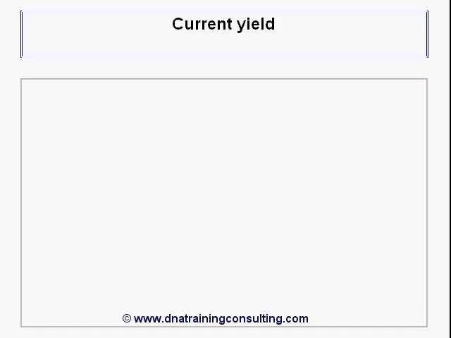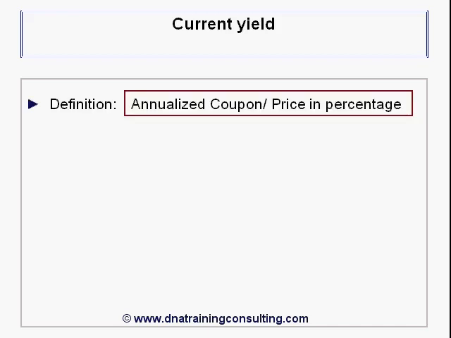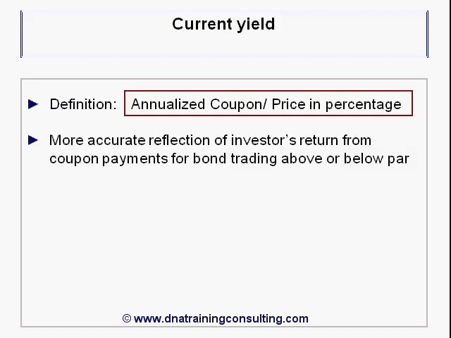Perhaps the easiest bond yield measure is that of current yield. This is simply the coupon divided by the price in percentage, as shown in this formula here. This measure is intended to give a more accurate reflection of the return on investment arising from the coupons when a bond is trading above or below par.